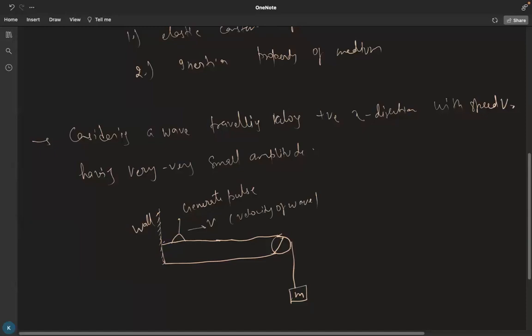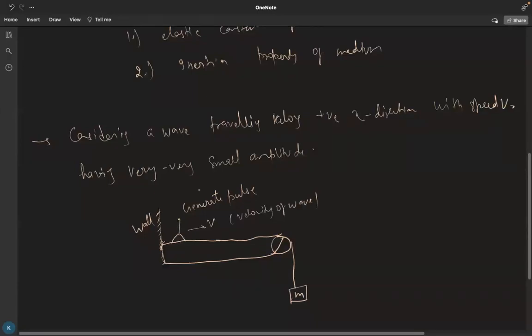I am considering here a system, or you can say I set up a system, right? And our main goal here is to find the velocity of the wave. So I'm taking a pulley and a string, and at one end of the string I hang a mass m, and the other end I tie to a wall. Now I lift the string up and release it, so the wave starts, and the amplitude is very, very small.